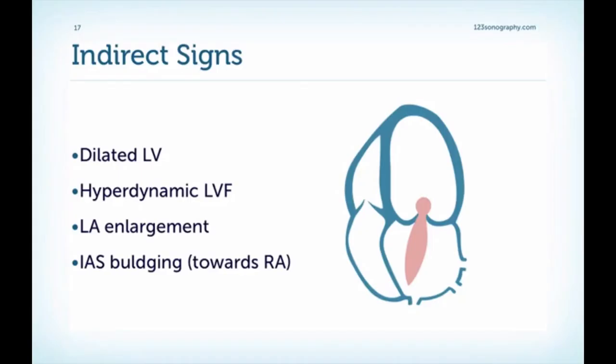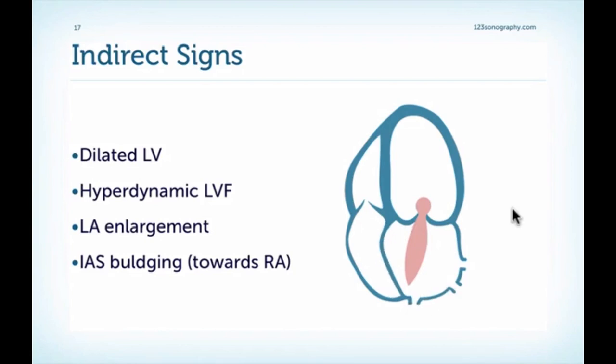There's no question it's important to look at the jet if you want to quantify mitral regurgitation. However, don't forget about the indirect signs. Which signs do I mean? A dilated and hyperdynamic left ventricle, in other words, signs of volume overload, left atrial enlargement, and bulging of the interatrial septum towards the right.